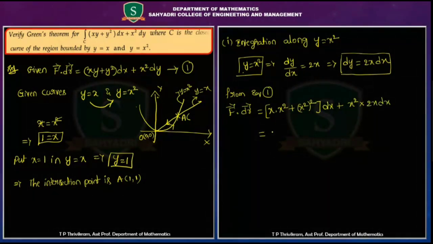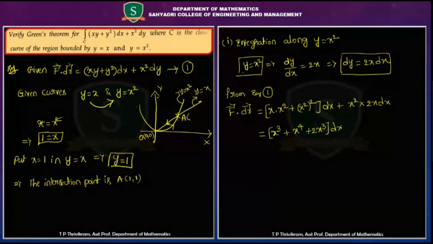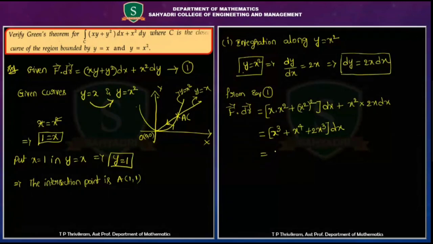Okay. So this one is equal to, how much you'll get, x cube plus here this one you'll get x power 4, next plus 2x cube into dx. Okay, so this one is equal to 3x cube plus x power 4 dx. Okay, so we got f dot dr value as this much.